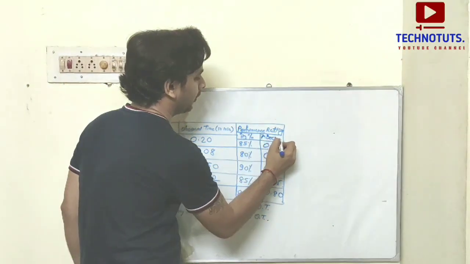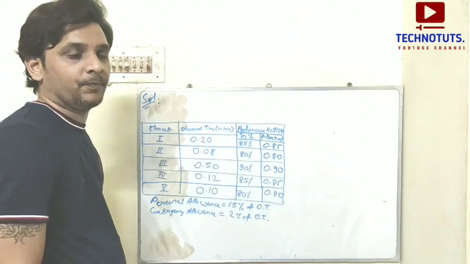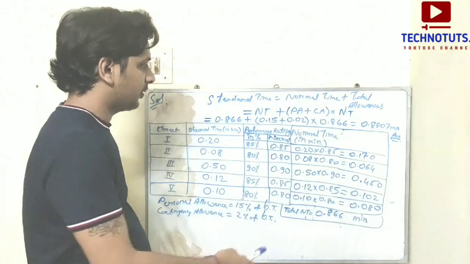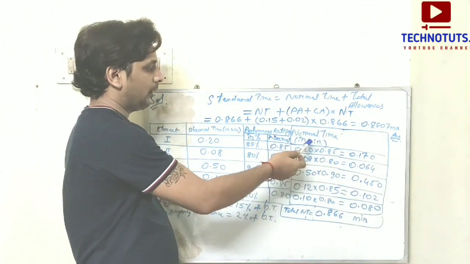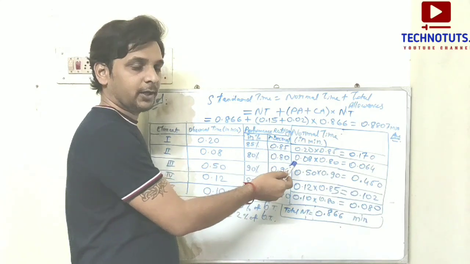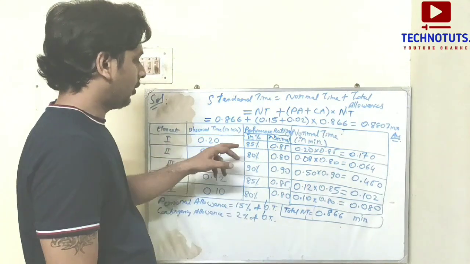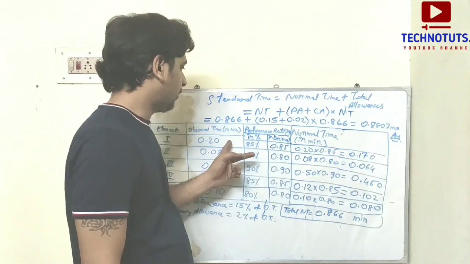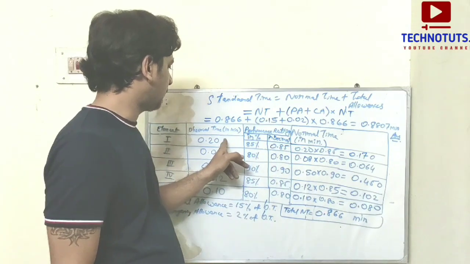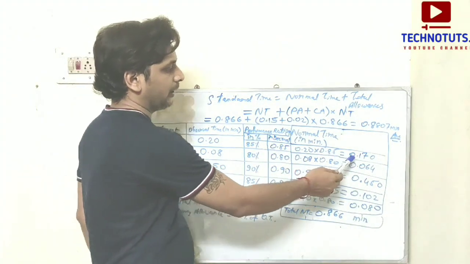Now what do we have to calculate? We have to calculate normal time. Let us calculate the normal time for each element. The normal time is equal to observed time into the performance rating given for each element. So the normal time for the first element is observed time 0.20 into performance rating 0.85. The value is 0.170.